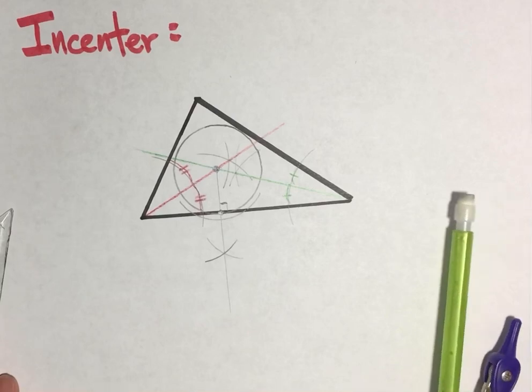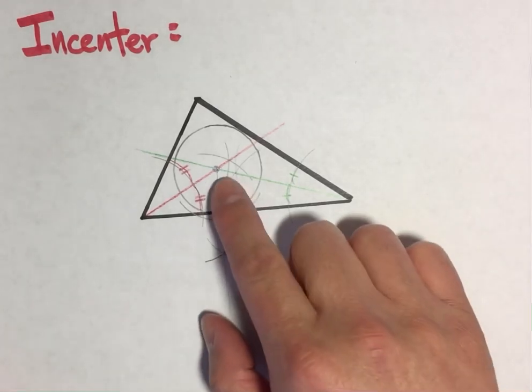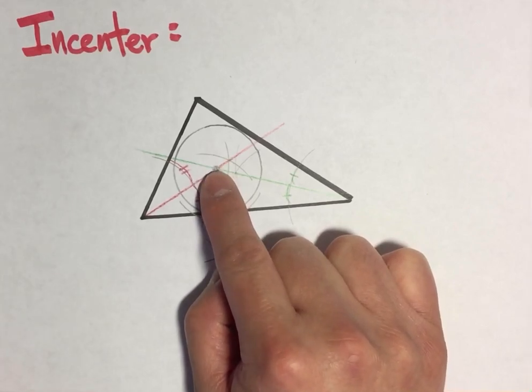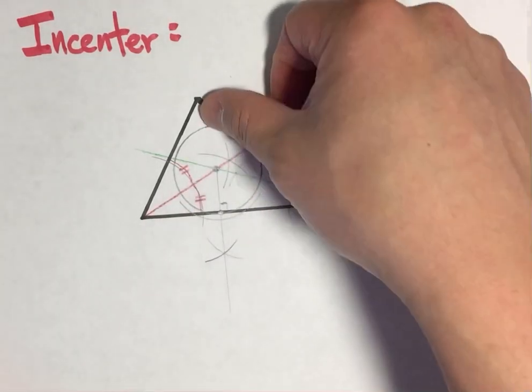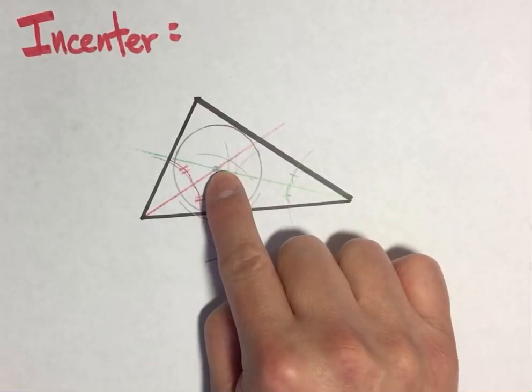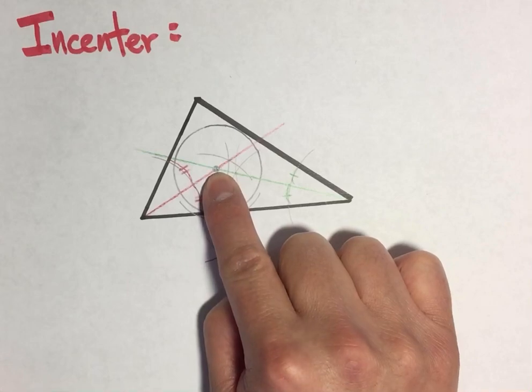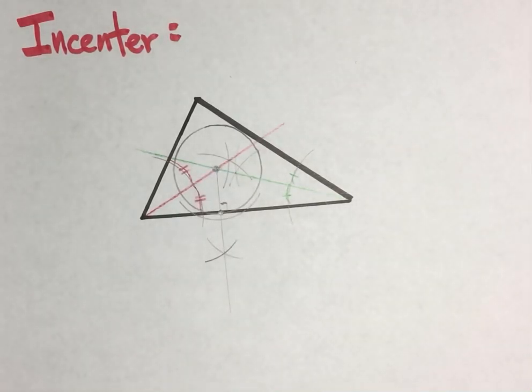But again, the goal is to find that point of concurrency, which is the incenter. And to find that point of concurrency, you're going to bisect your angles. You really only have to do two of them, but if you want to do the third, you can. And that's going to find that point of intersection. That's your incenter.